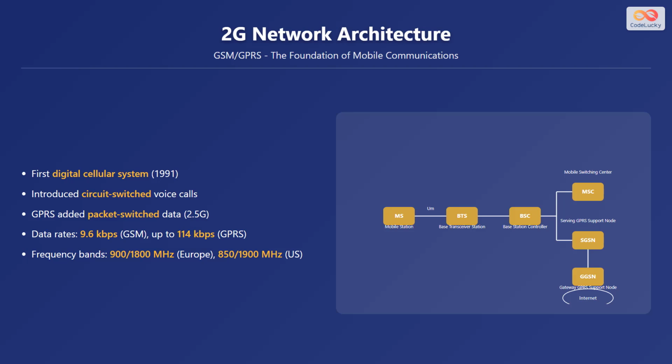Data rates were initially at 9.6 kilobits per second with GSM, and improved to up to 114 kilobits per second with GPRS. It operated on 900 or 1800 MHz frequency bands in Europe, and 850 or 1900 MHz in the United States. The architecture includes the mobile station, the base transceiver station, the base station controller, the mobile switching center, the serving GPRS support node, and the gateway GPRS support node.